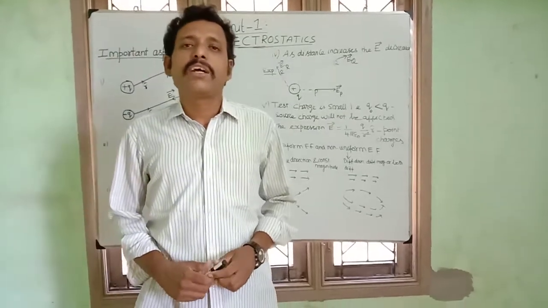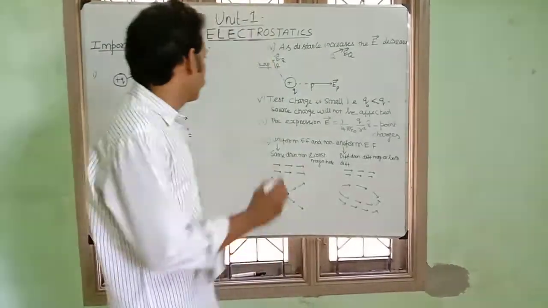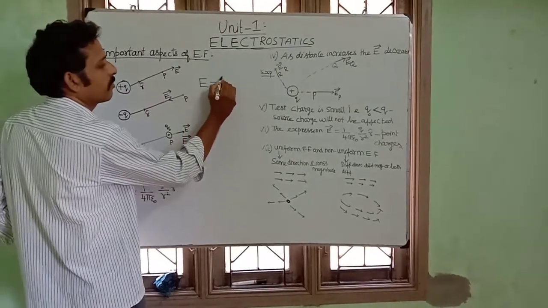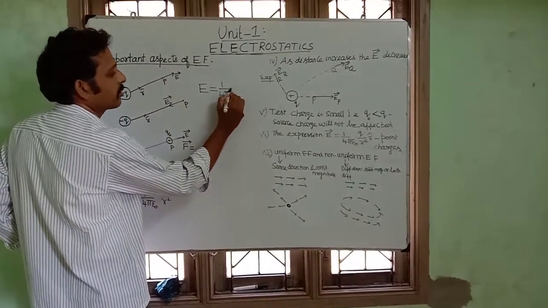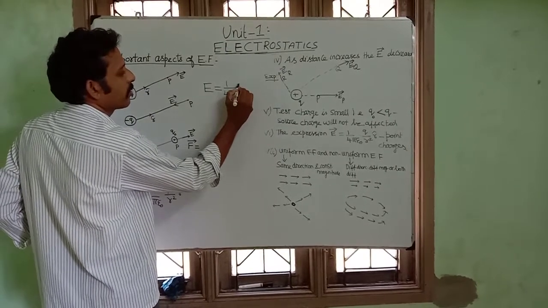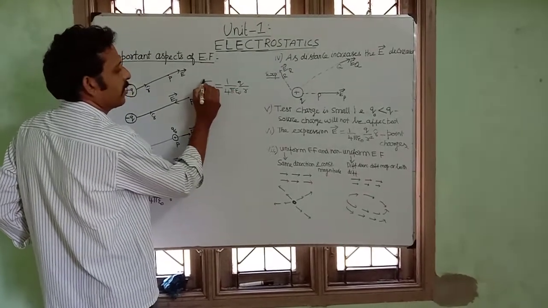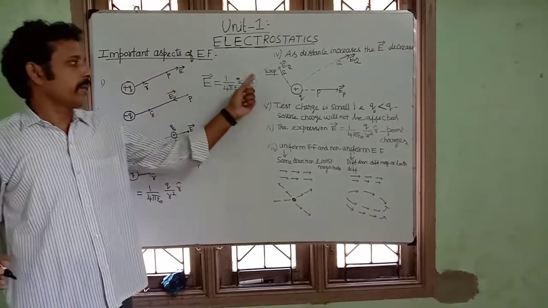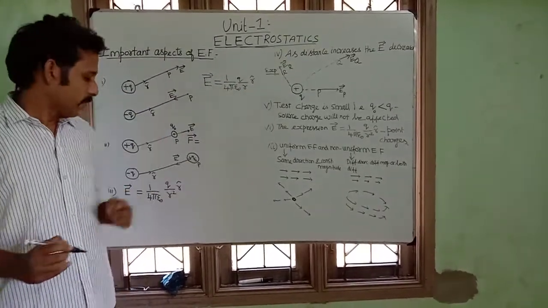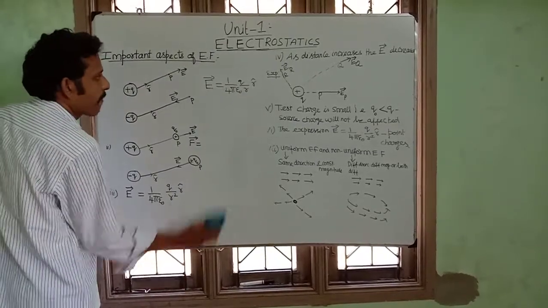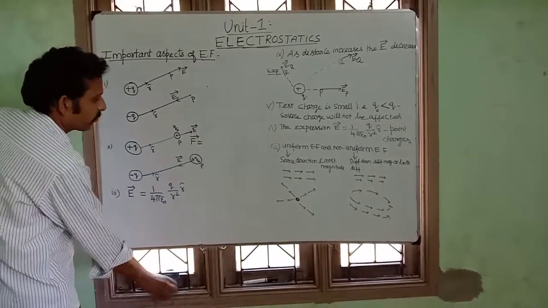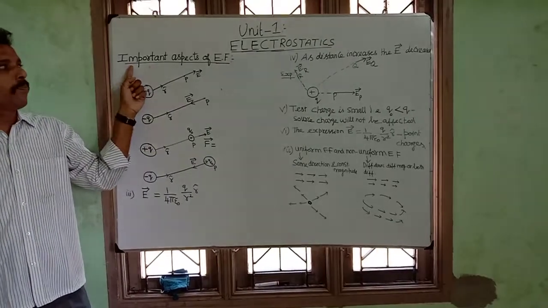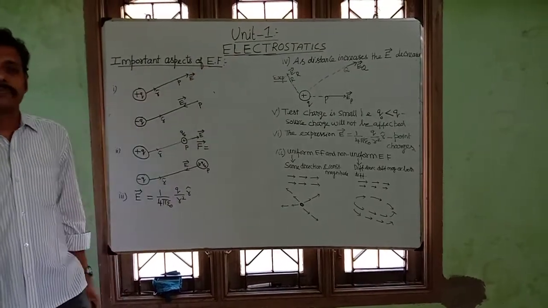In that we got one expression, the electric field due to a point charge. Do you remember? 1 by 4 pi epsilon naught q by r. If it is a vector, q vector, here we get r cap. So this is the electric field due to a point charge, a well-known expression we discussed. Based on this, let us discuss the important aspects of electric field in today's topic.